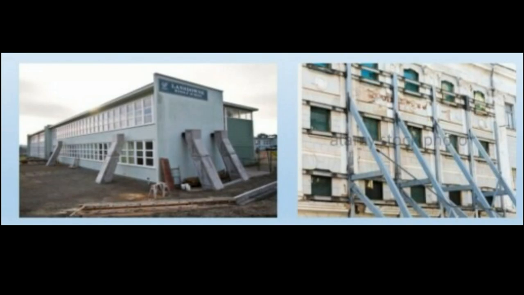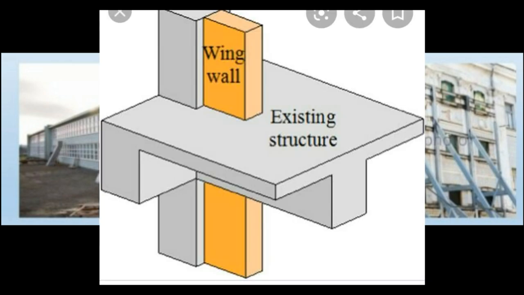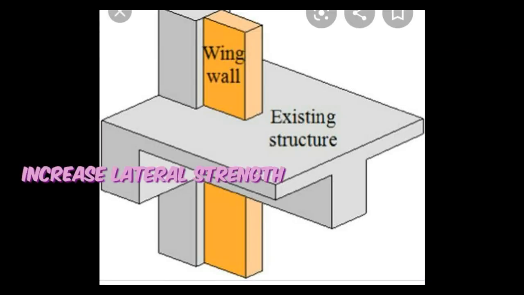Adding wing wall. The wing walls are placed on the exterior side of the existing frame. Wing wall is added to increase lateral strength and stiffness of the structure.